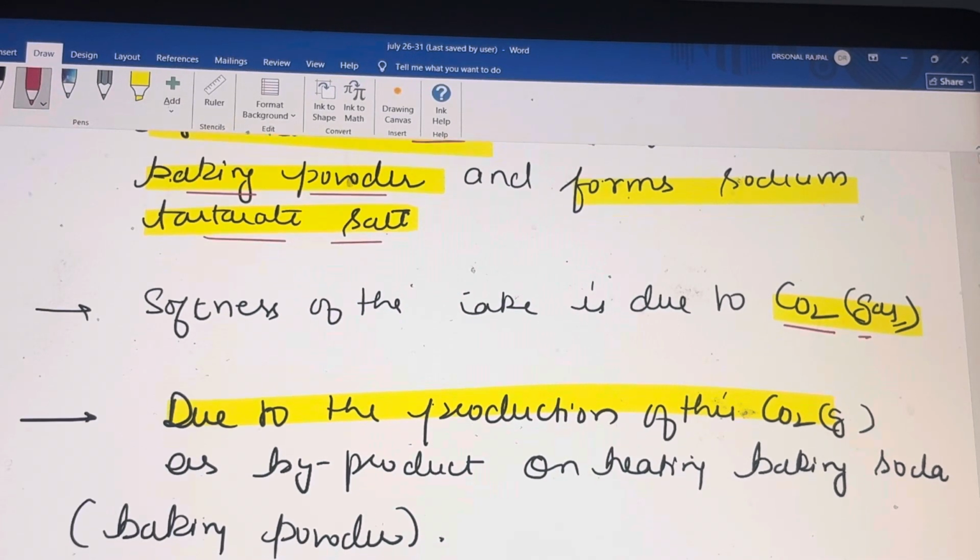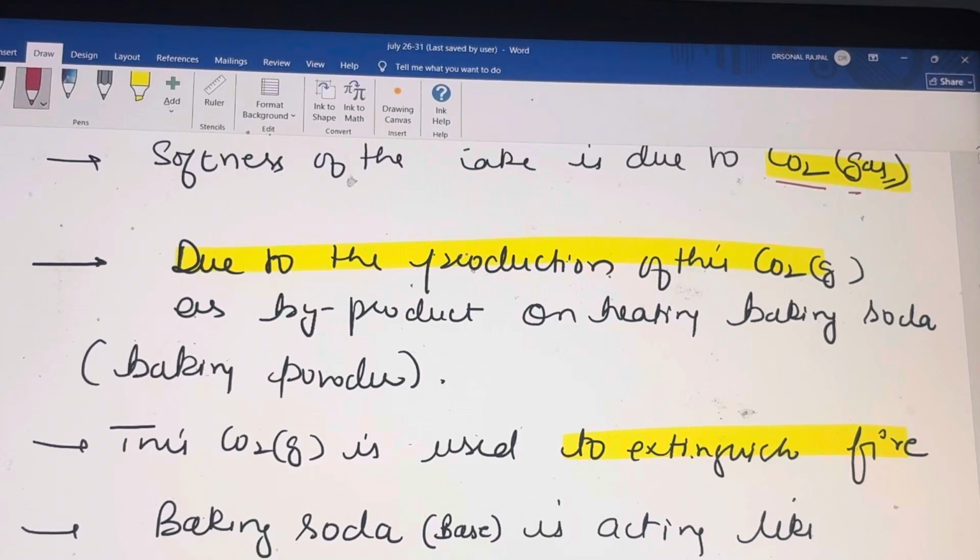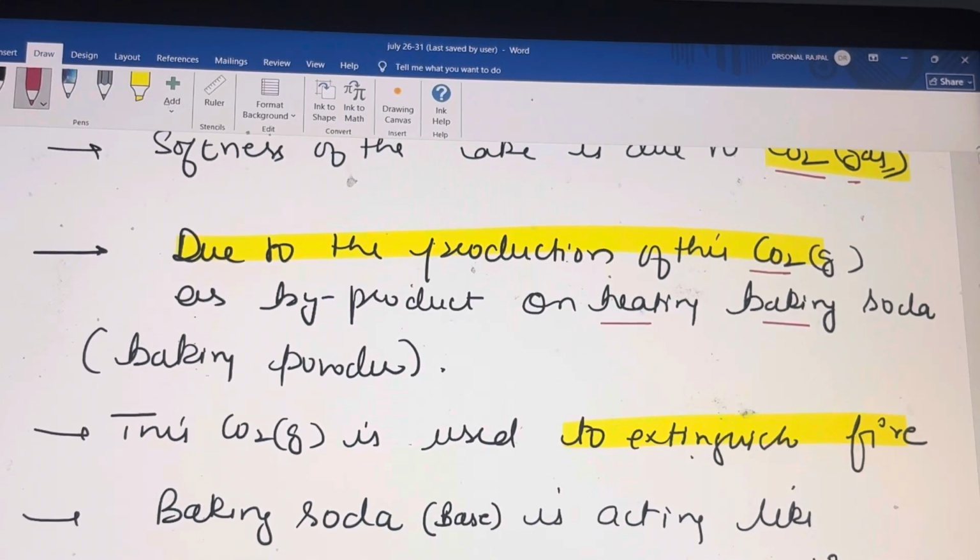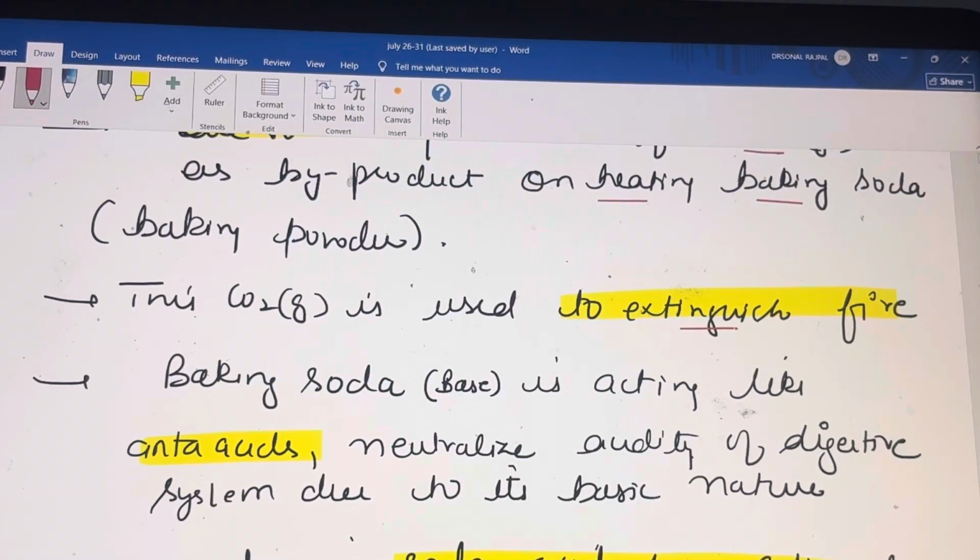And one more thing I would like to add on, due to the production of this carbon dioxide gas as a byproduct on heating baking soda, or you can say baking powder, this carbon dioxide gas is also used to extinguish fire. So whenever we heat baking powder and baking soda, carbon dioxide gas is produced, and that carbon dioxide gas is used to extinguish fire.